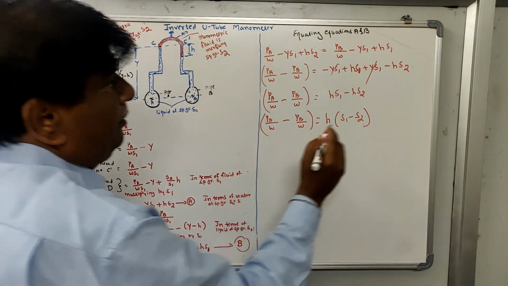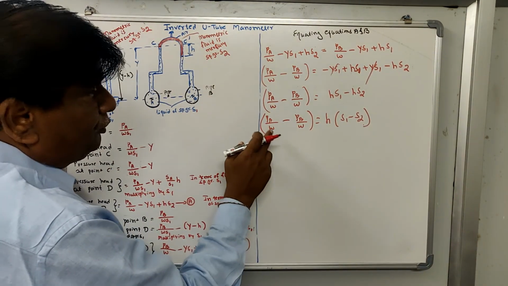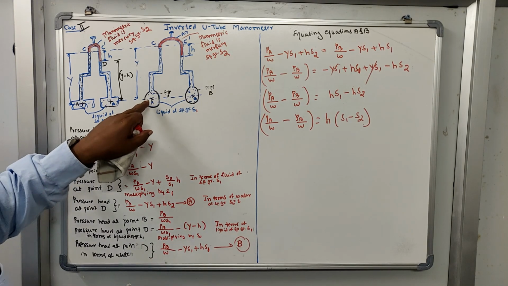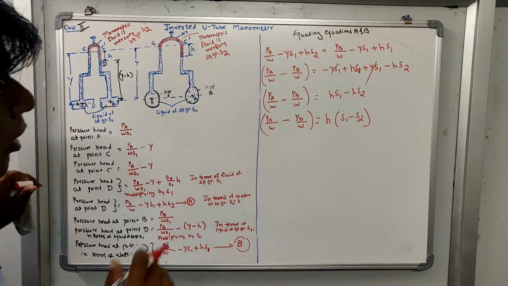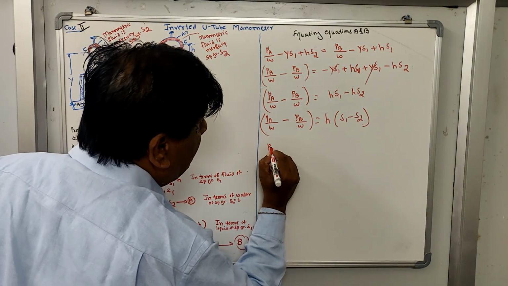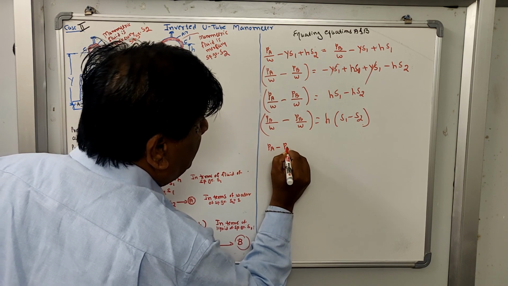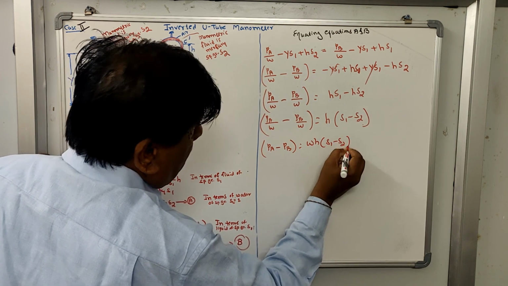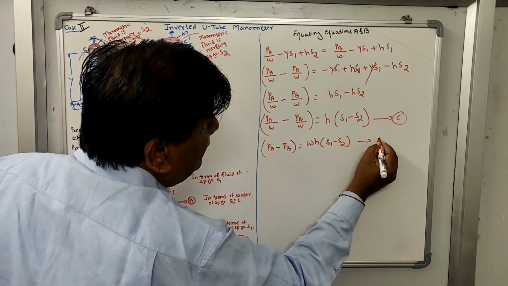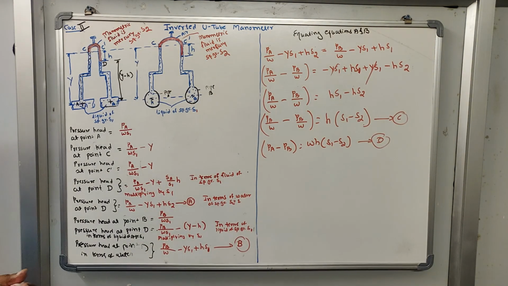This is the pressure head difference. This equation gives you the pressure head difference between points A and B when mercury is used as the manometric fluid, or the pressure intensity difference PA minus PB is equal to WH times S1 minus S2. This is equation C and equation D. Equation C gives the pressure head difference between points A and B, and equation D gives the pressure intensity difference between points A and B. Like this, you have to develop the gauge equation.